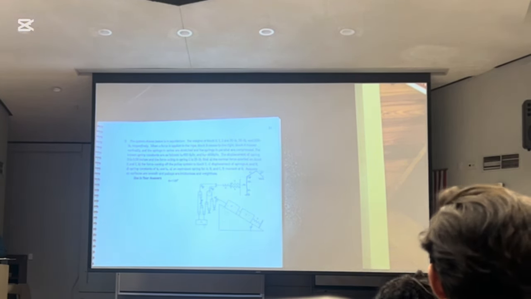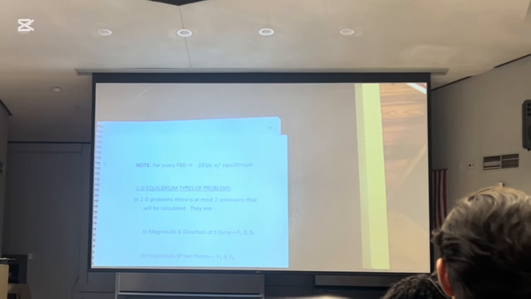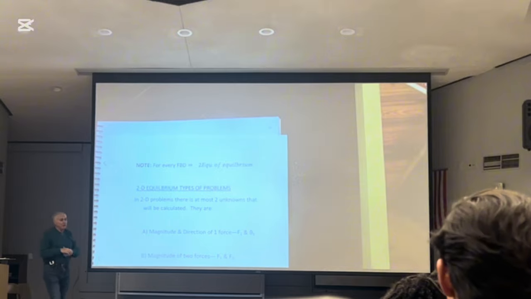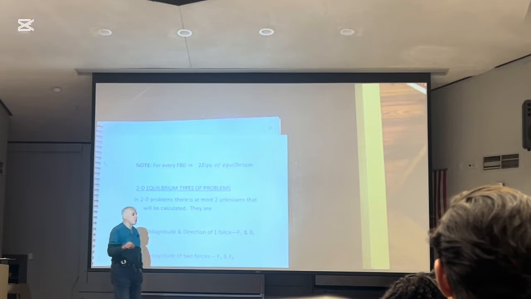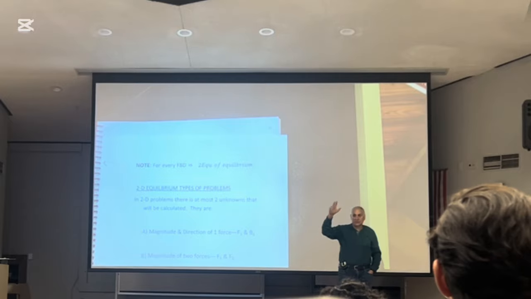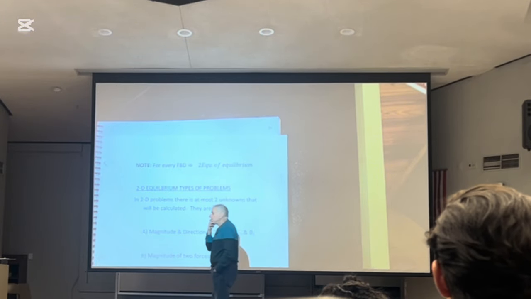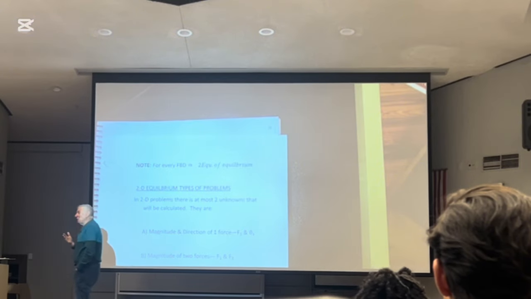Now, the first part of the chapter I told you was all about 2D. In 2D, for every free body diagram you draw, 2 equations. Sum of forces in X, sum of forces in Y. It doesn't change. Okay? What are you going to be solving?